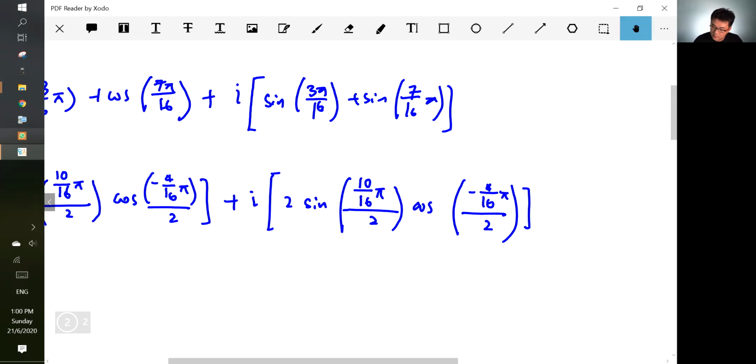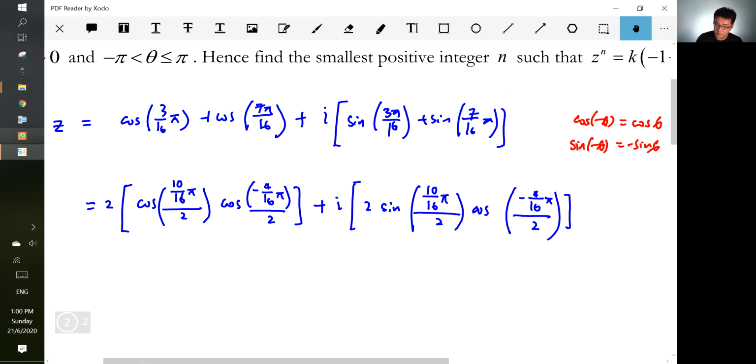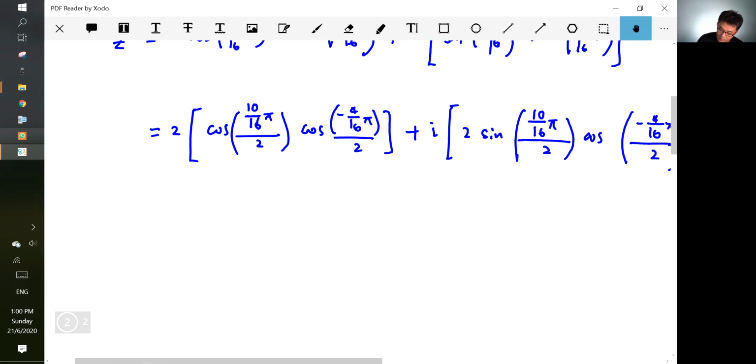Now, just take note of this. Cosine of negative theta is cosine theta, positive. Sine of negative theta is actually negative sine theta. Okay, so we were going to use that obviously. So this one could be simplified to 2 cos 5 over 16 pi, cosine 2 over 16, which is 1 over 8.